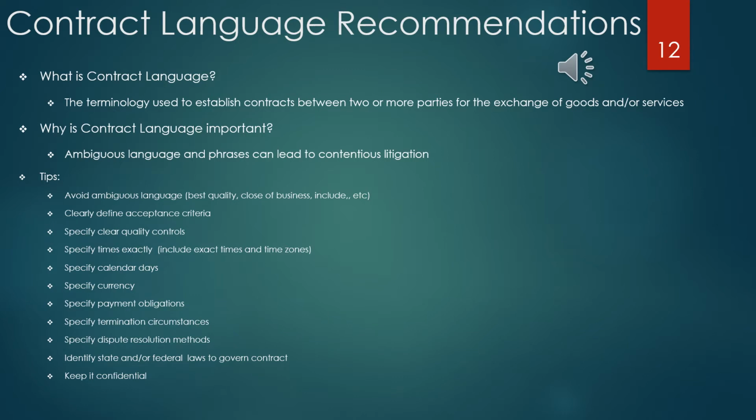Contract language is a basic principle to ensure sound solutions. The time spent upfront on clarifying requirements will mitigate ambiguous language and phrases that can lead to contentious litigation. Several tips include specifying exact times, exact payment obligations, and clear quality controls. Rather than ambiguous language such as best quality or close of business, cite standards and existing policy to minimize confusion.